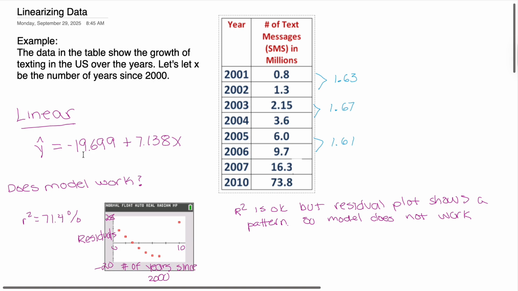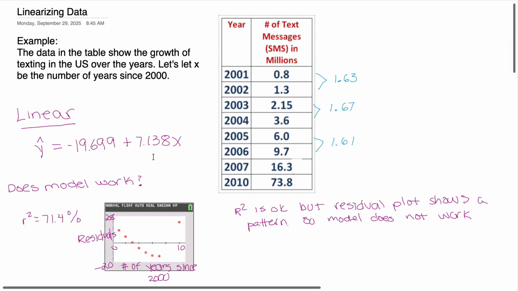Negative 19.699 is the y-intercept. I actually typed all of this data into my calculator, and I got the y-intercept as this. If you want to do it on your calculator, that will definitely be much faster, but I'm just showing you the way that you would do it by hand for calculating the slope.